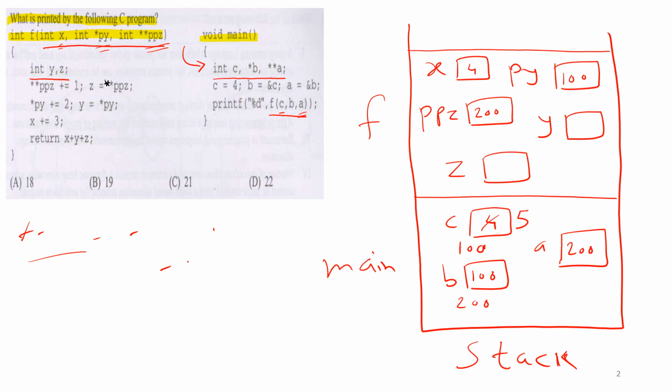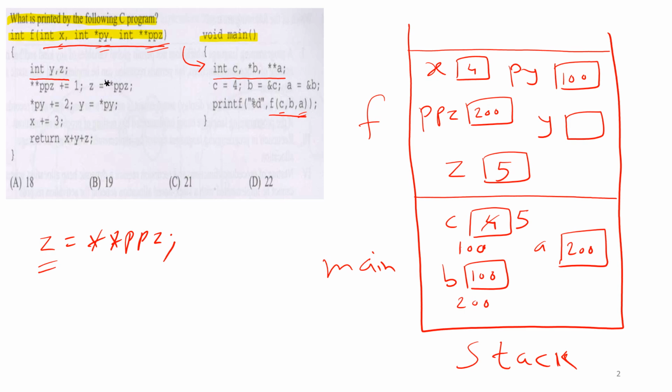Now let's go to the next statement. The next statement says z = **ppz. So we know what ppz is. ppz is 200. A star on that will give you 100 and a star on that will give you 5. So basically **ppz gives you the value of c, which should be copied into z. So z would contain the value of c, which is 5.